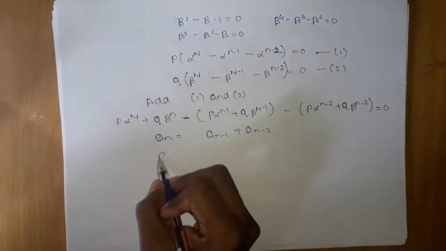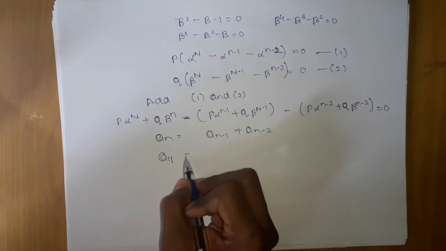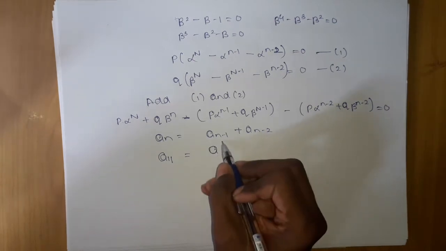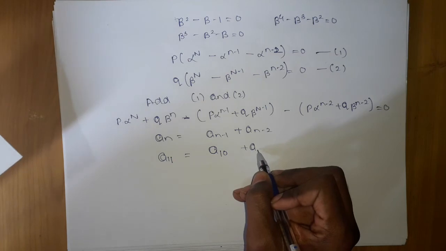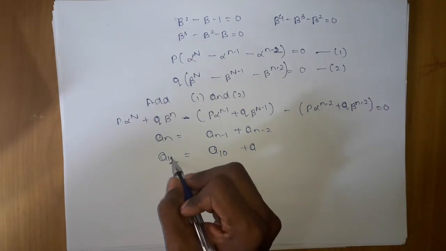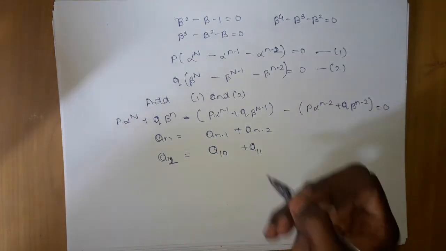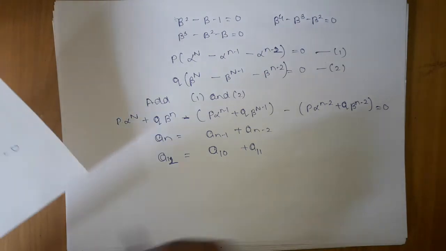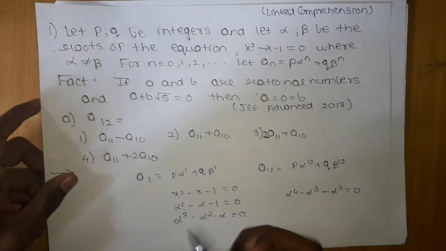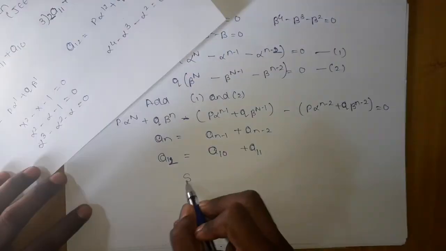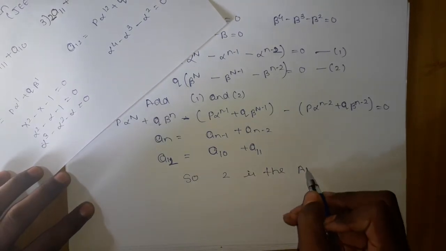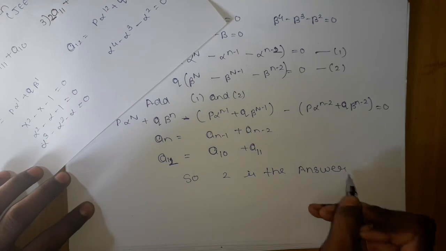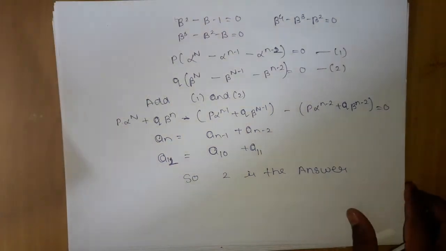Similarly, a12 will be a11 plus a10. They are asking a12, so it is a10 plus a11. So which is the option? The second is the answer. This was the concept which is used in this problem. So second is the answer.